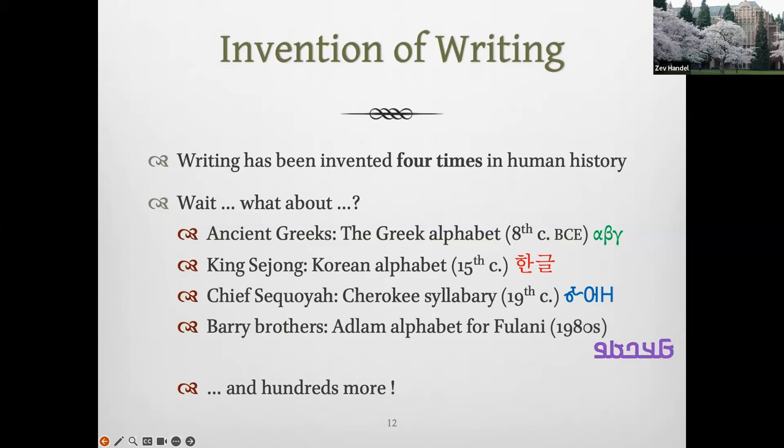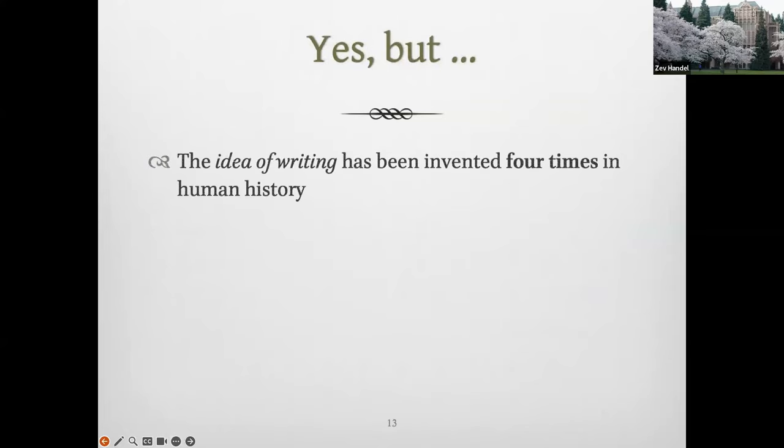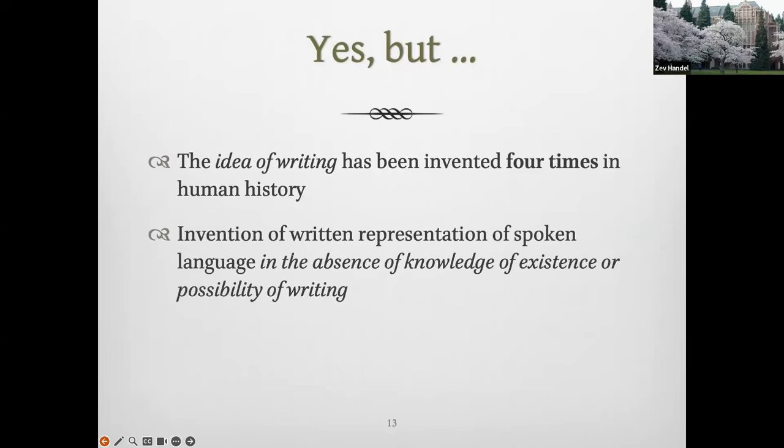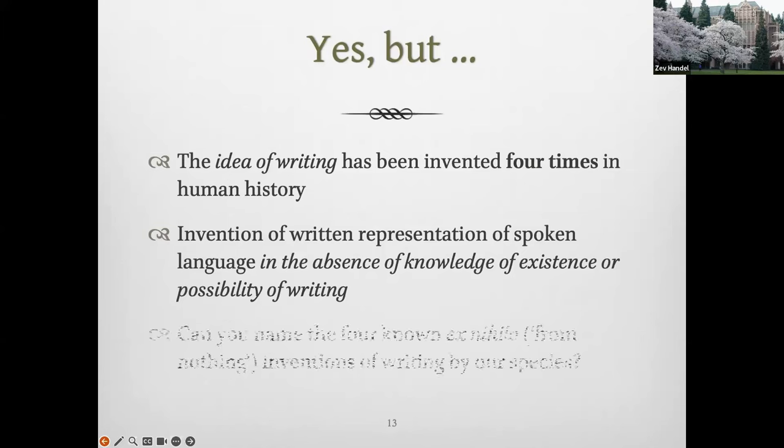I'm not talking about the invention of a way of writing a language by people who already know that writing exists in the world. I'm talking about the idea of writing. People inventing writing in the absence of any knowledge that such a thing is possible or has ever existed. That is a very, very powerful idea. And as far as we know, it's happened only four times.